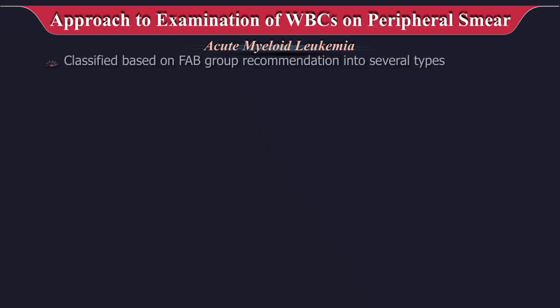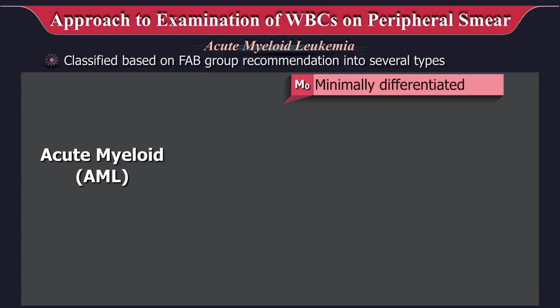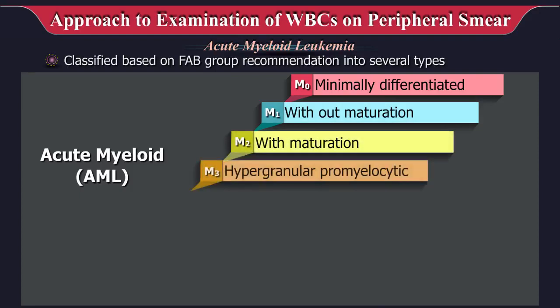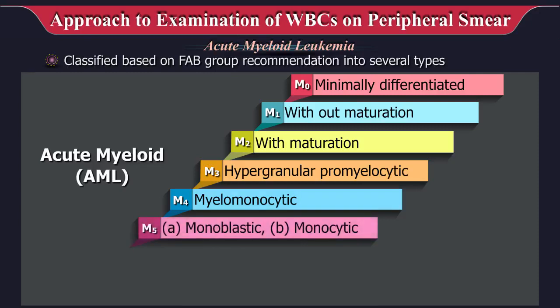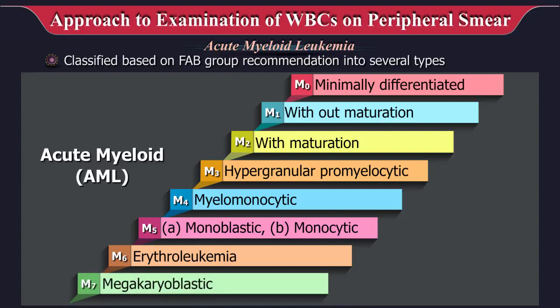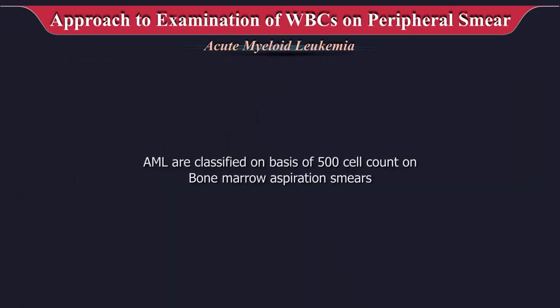The acute myeloid leukemias are classified based on the FAB group recommendation into several types. The gradation is as follows. M0 is minimally differentiated, M1 is without maturation, M2 with maturation, M3 hypergranular promyelocytic, M4 myelomonocytic, M5 has two parts, A monoblastic and B monocytic, M6 erythroleukemia, M7 megakaryoblastic. Rare types include eosinophilic and natural killer. Note: AML is classified on basis of 500 cell count on the bone marrow aspiration smear.